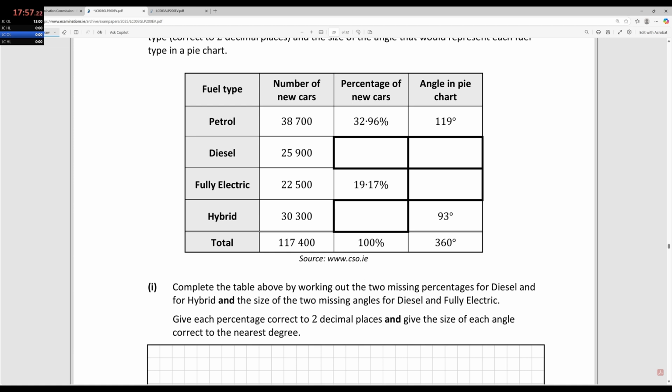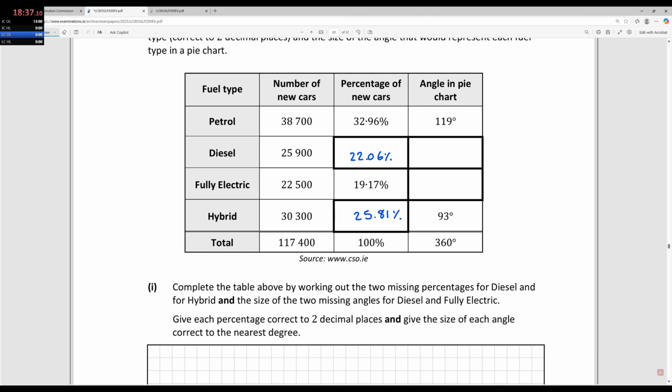Okay, so there's 117,400, so it's going to be 25,900 over 117,400 multiplied by 100. And it's at 2 decimal places, so that would be 22.06. And then we do the same up here. It'd be 313 over 117,400, maybe 25.81. And would they all add up? Yeah, sure.